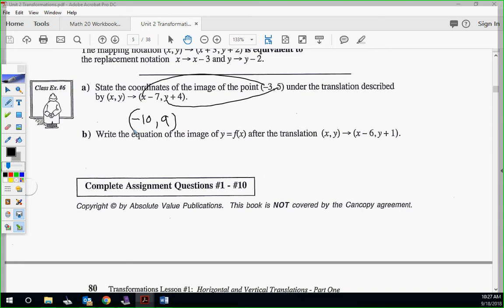Okay, and that last one, x minus 6. It says it wants the equation. So that means minus 6, left 6, so we're going to go f of x plus 6. And y plus 1, so we're going to go plus 1. That's how it would be.